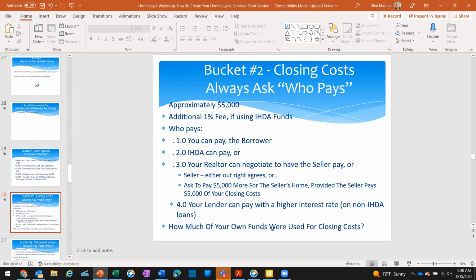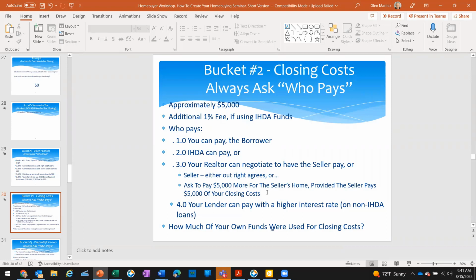Bucket number 2 is closing costs. Again, always ask who pays. It's always approximately $5,000 plus a 1% fee if you use the IDA funds. So who pays? Well, you, the borrower, can pay it if you want to. IDA can pay if you use the $10,000 or less, or your realtor can negotiate to have the seller pay, because the seller either outright is motivated to agree to pay so much of your closing costs, or the realtor can ask that you, the buyer, pay $5,000 more for the seller's home, provided the seller pays $5,000 of your closing costs.